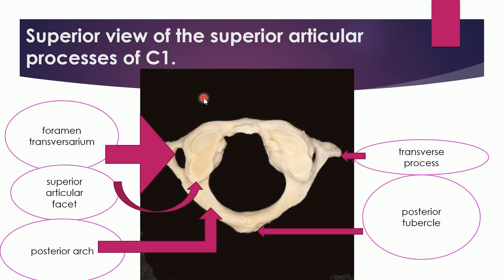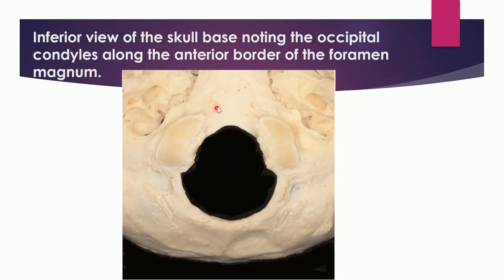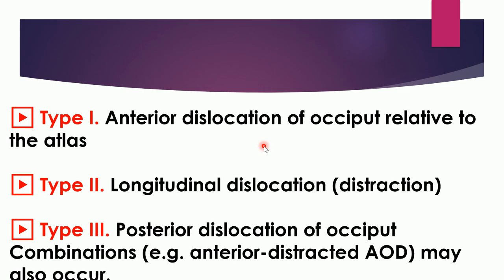Here is the superior view of C1: the superior articular facet, the foramen transversarium, the posterior arch of C1 with its posterior tubercle, the transverse process of C1, and also the anterior arch and the anterior tubercle. Here is the inferior view of the skull base, and here are the occipital condyles at the anterior part of the foramen magnum.